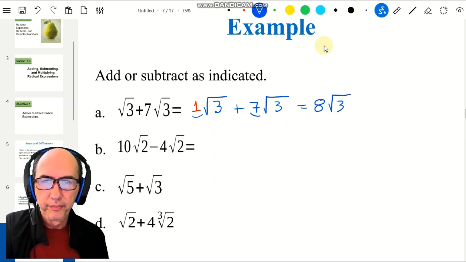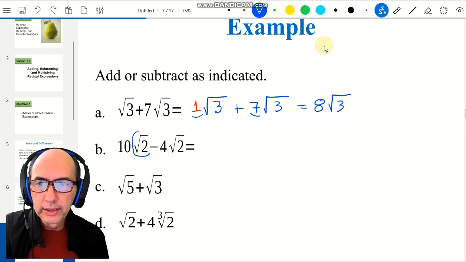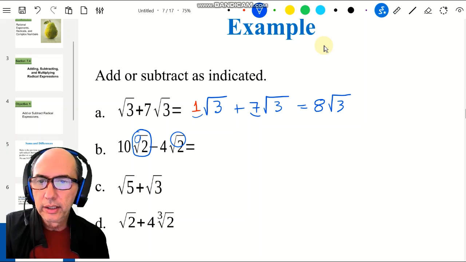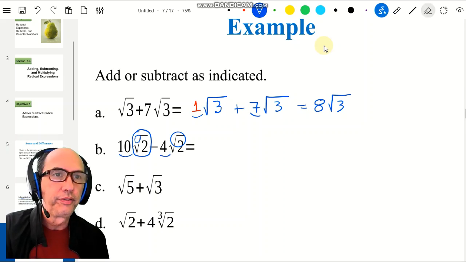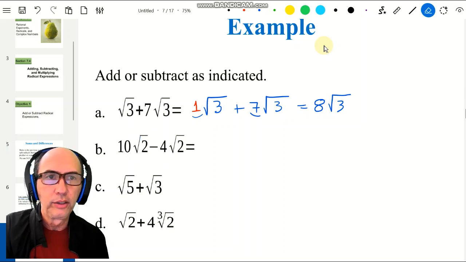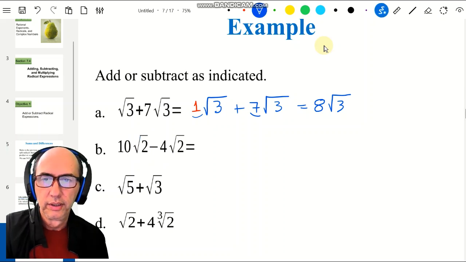And letter B. Look, we have 10 square root of 2 minus 4 square root of 2. This is square root of 2, and this is the same radicand, the same index. We can just combine the coefficients. So 10 minus 4 equals 6 square root of 2.